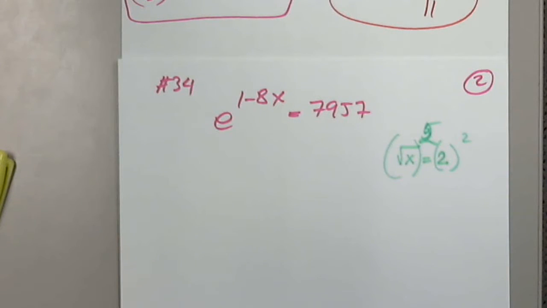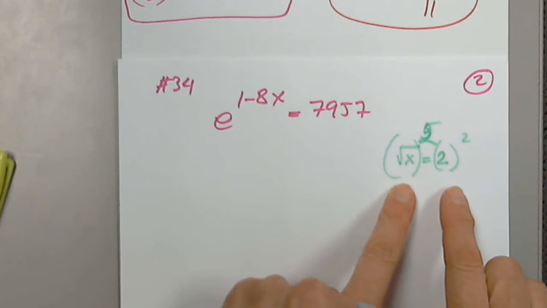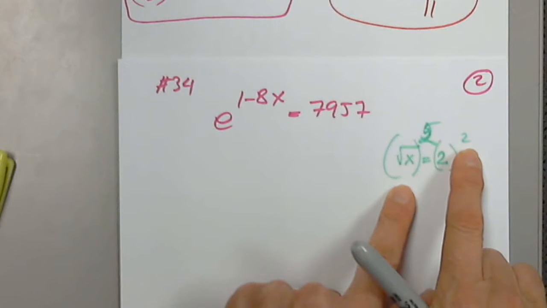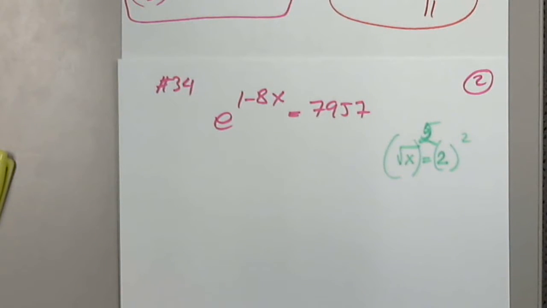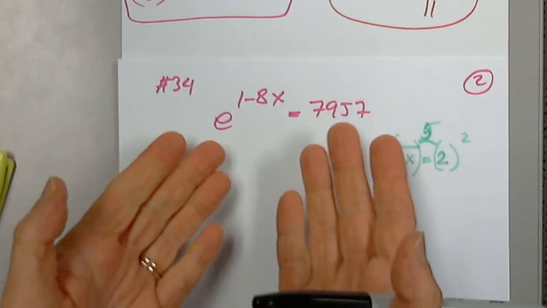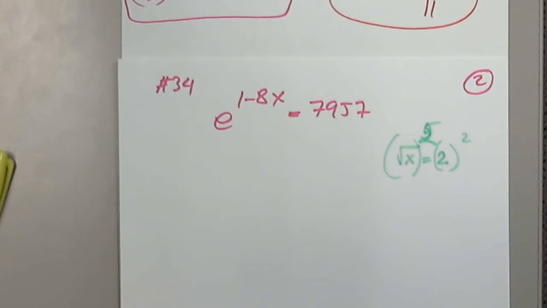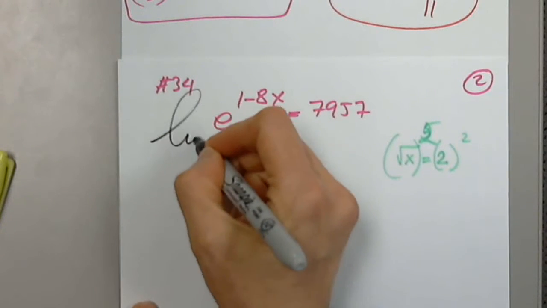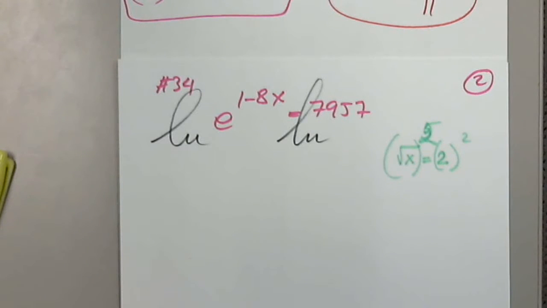I need to do something to both sides like I did here. If I square this, I have to square that. I cannot just say I'm going to square just one side. No, I can't do that. So I have to apply something to both sides here that will undo the exponent. Exactly, the inverse operation. So I have to apply natural log to both sides.